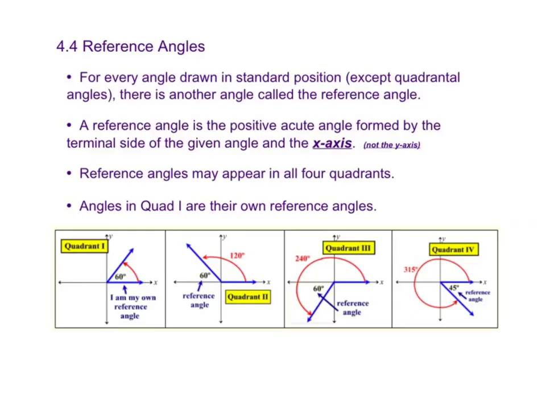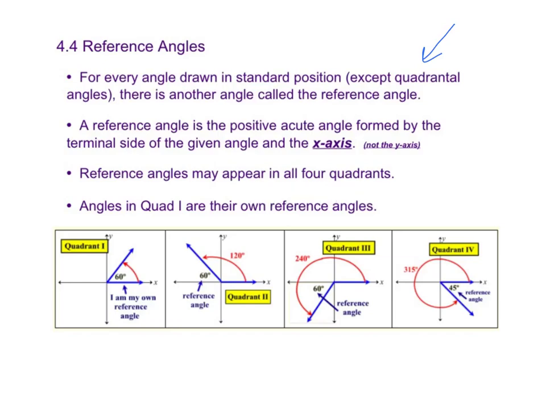So here's a recap of what we've learned so far. For every angle drawn in standard position, any angle that you draw, first, second, third, or fourth quadrant, there is another angle called a reference angle. Now, note the exception. What angles do not have reference angles? Quadrantal angles, ones that are on the axis. A reference angle is the positive acute angle formed by the terminal side of the angle and the x-axis, not the y.